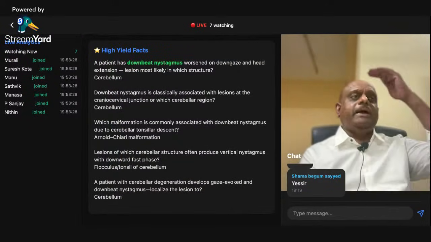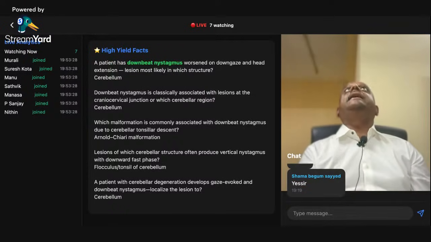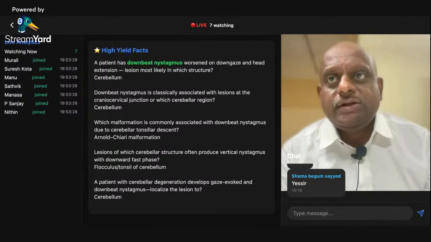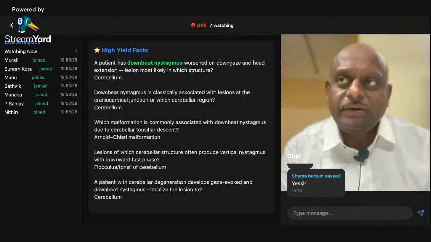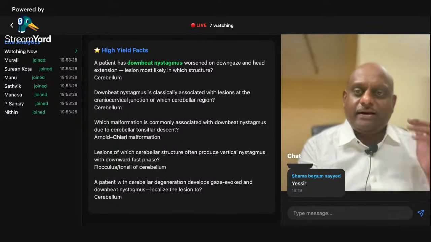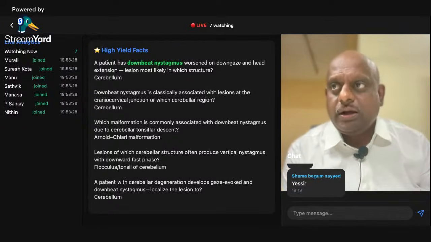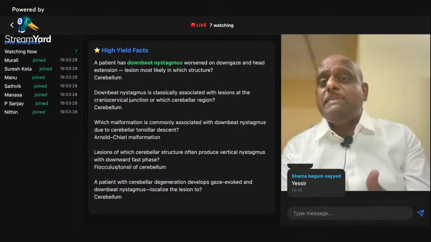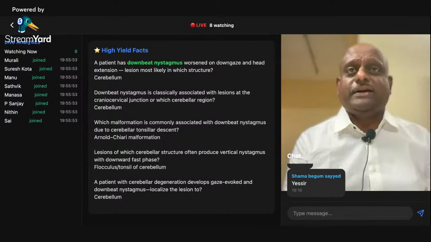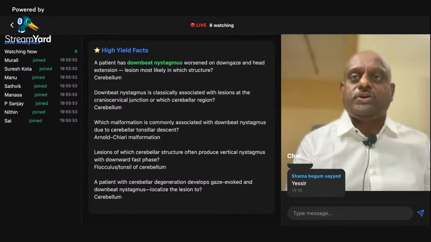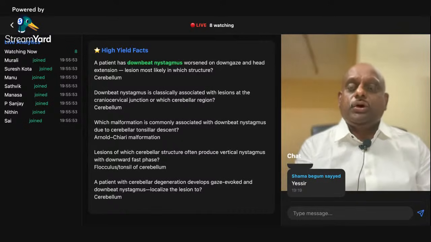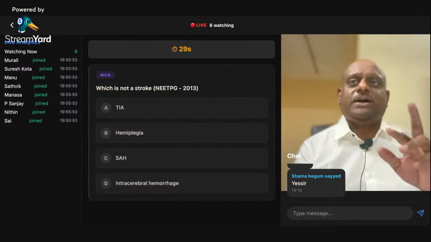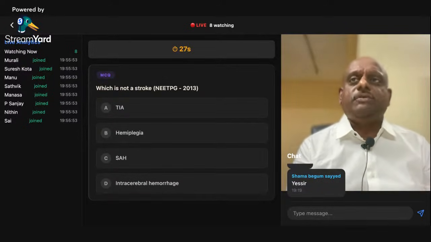So whenever the person makes a downward gaze and head extension, there is a worsening of the downbeat nystagmus, which is the feature of cerebellum involvement. Whenever there is any lesion in the craniocervical junction, right, or in the cerebellum. Similarly, Arnold-Chiari malformations are also associated with downbeat nystagmus is what you need to remember. So, the vertical nystagmus with a downward fast phase is the feature whenever the brainstem is involved.